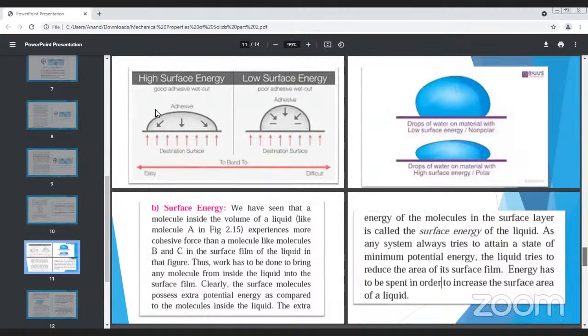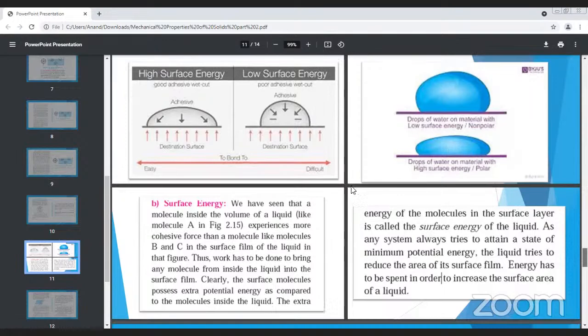See, this one is the higher surface energy. That is a good adhesive force. म्हणजे good adhesive force असल्यामुळे कमी surface area, higher surface energy, and this one is the lower surface energy. That is a poor adhesive force. Okay, drops of water on material with the lower surface energy, and this one is drops of water on material with the higher surface energy, polar and non-polar. इथे जास्त area लागतो, कमी लागतो, इथे जास्त surface energy.